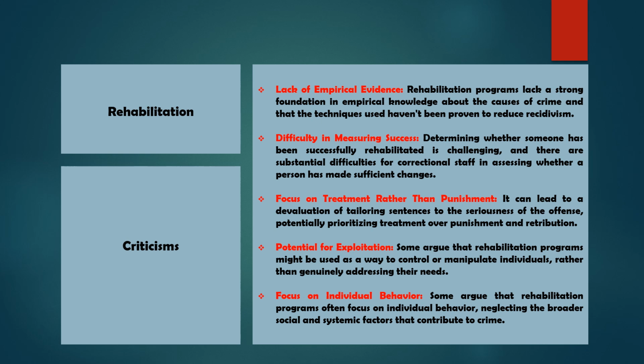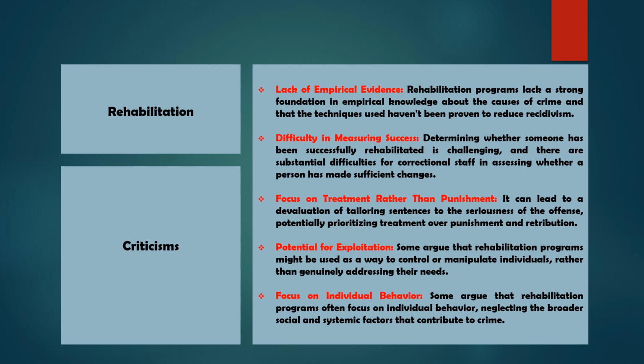That is, determining whether someone has been successfully rehabilitated is challenging, and there are substantial difficulties for correction staff in assessing whether a person has made sufficient changes. We have seen cases, for instance, where individuals have been assessed and recommended for presidential pardon. Then upon being pardoned, the same individuals commit crime as soon as they join society. That means the assessment that projected the individual as having been rehabilitated might not in such circumstances be accurate.